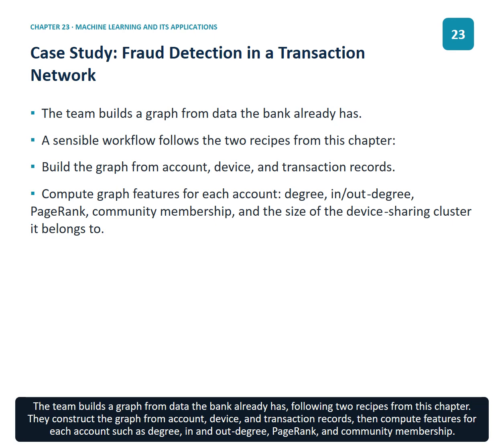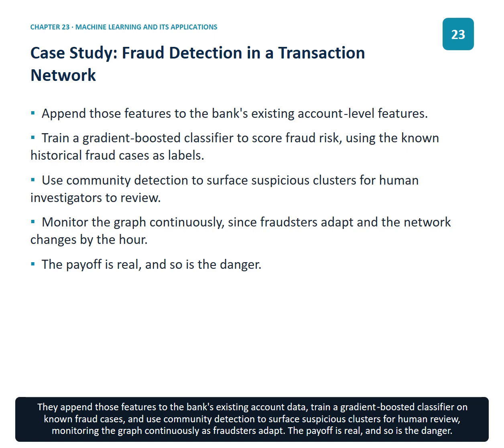The team builds a graph from data the bank already has, following 2 recipes from this chapter. They construct the graph from account, device, and transaction records, then compute features for each account such as degree, in and out degree, PageRank, and community membership. They append those features to the bank's existing account data, train a gradient-boosted classifier on known fraud cases, and use community detection to surface suspicious clusters for human review, monitoring the graph continuously as fraudsters adapt. The payoff is real, and so is the danger.